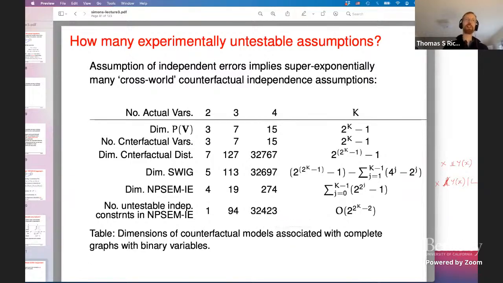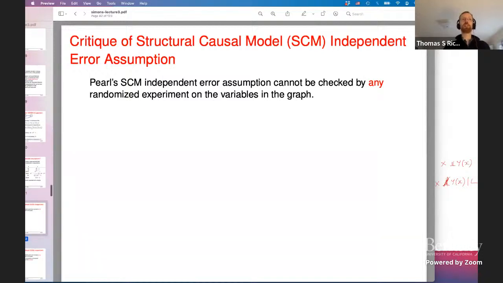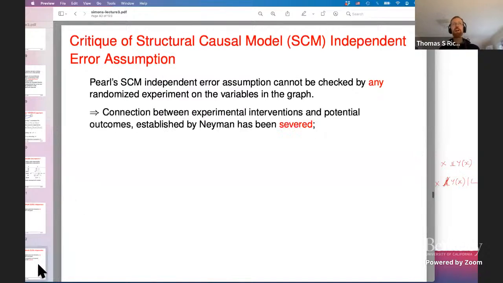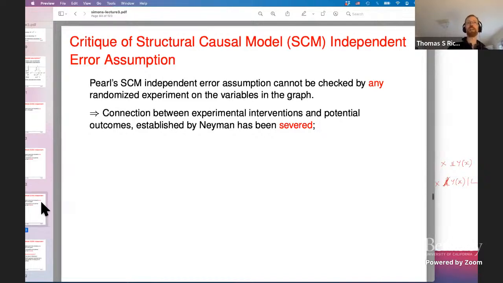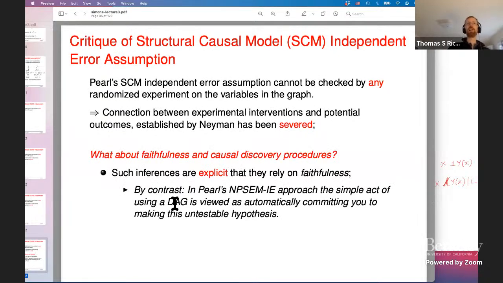So summarizing, the structural causal model independent error assumption can't in general be checked by a randomized experiment on the variables in the graph. I think that's a problem, because the whole point of the renaissance in the causal literature in the 20th century, where we got away from Kant, was when people started thinking about cause and effect in terms of experiments that could be carried out. That's sort of gone when we do this.